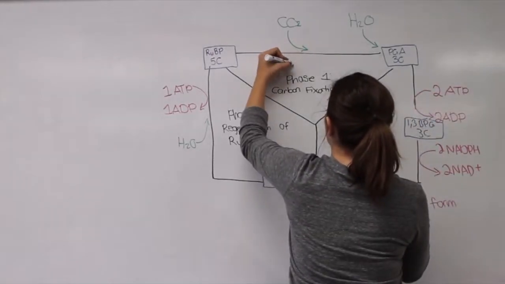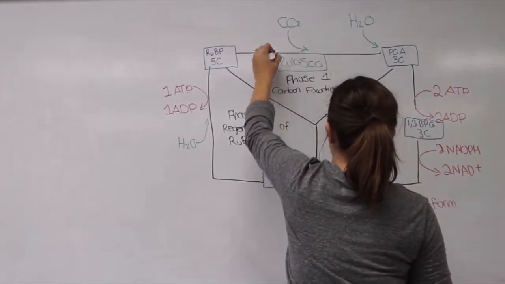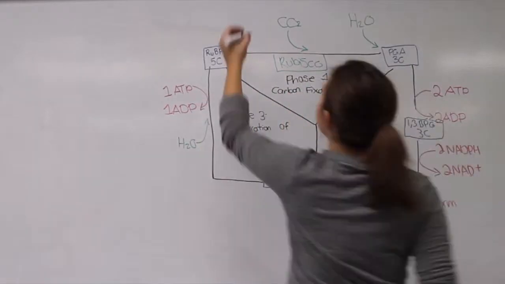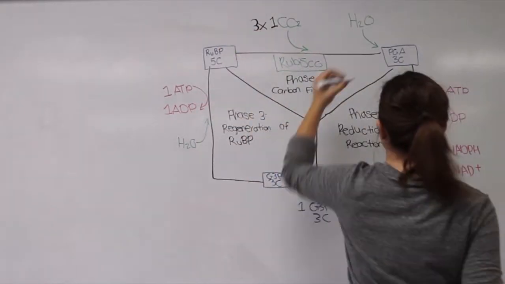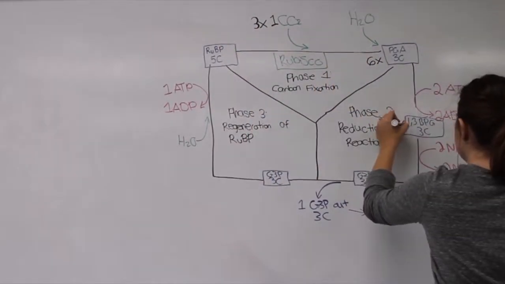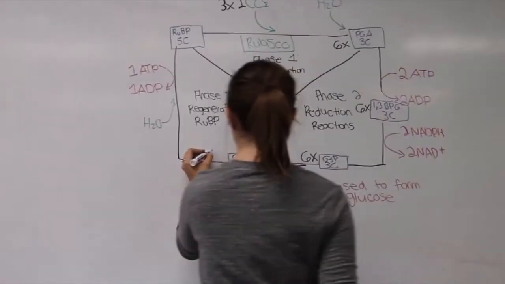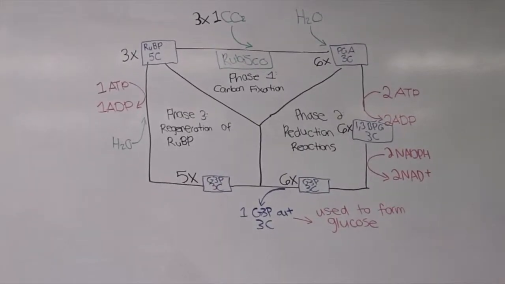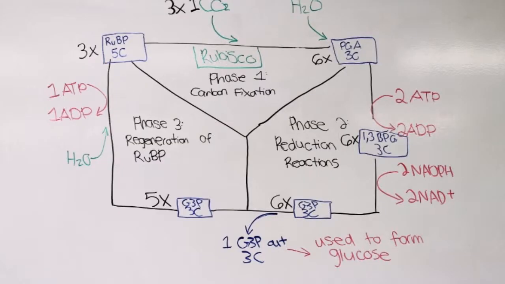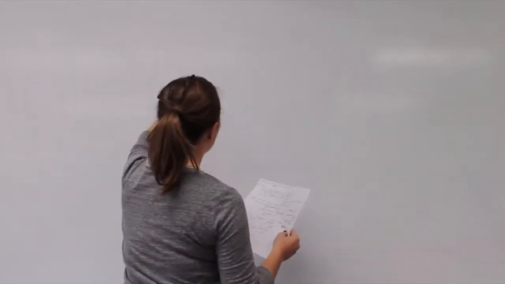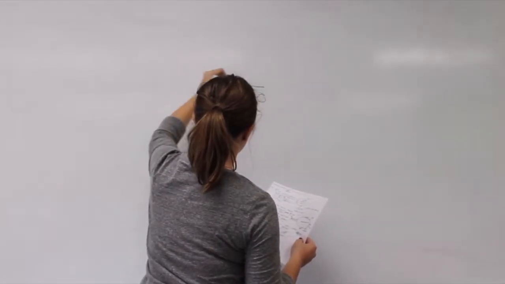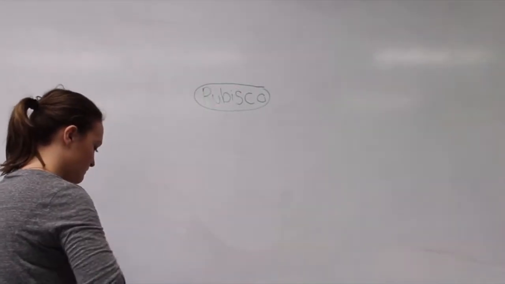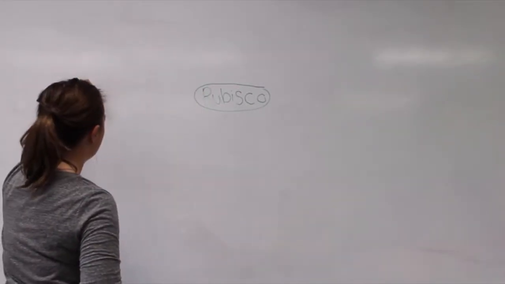Rubisco is the enzyme used in phase 1, which is the most abundant enzyme on Earth. Now I am showing that the cycle must happen 3 times to get to the desired products. So I multiply each amount to get the proper values. Next, I will talk about photorespiration in a C3 plant. Rubisco is involved again in photorespiration.